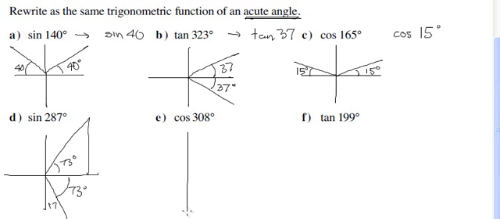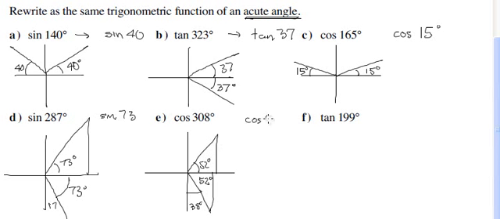Cosine 308. 90, 180, 270. 308 would mean you've got 38 degrees here. So the angle we really want, the reference angle, would be 52 degrees. So our acute angle is 52 degrees in quadrant 1. Right, I'm getting behind here. This should be sine 73, and this one is related to cosine 52.